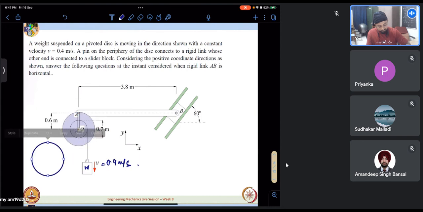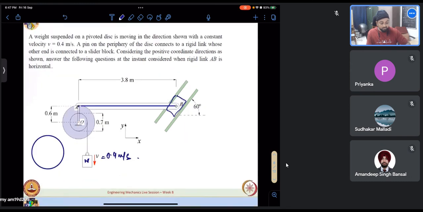A pin on the periphery of this disk, so we have that disk, and then a pin is connected to a rigid link. So we have a rigid link here. It is connected to that, and the other end of the rigid link is connected to a slider. We have that slider here. Slider meaning it is constrained to move in those guides.